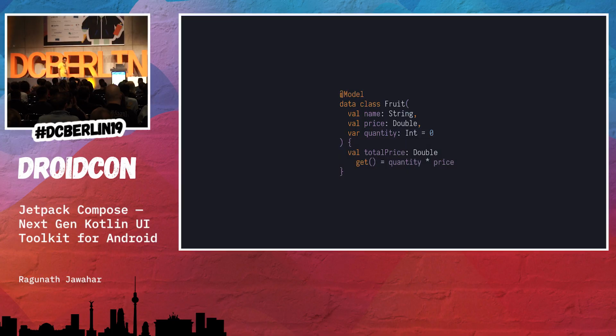In addition to these properties, we also have a computed property called total price. What it does, it takes in the quantity and the price of the object and then computes the total price for you. That's all we have.